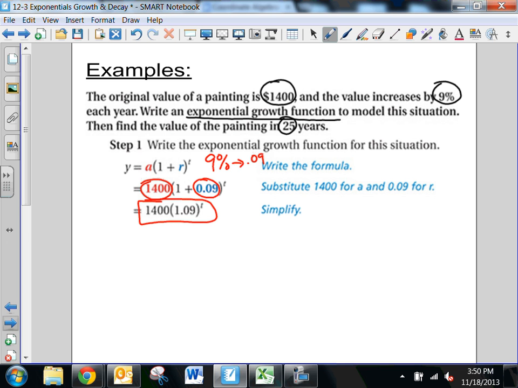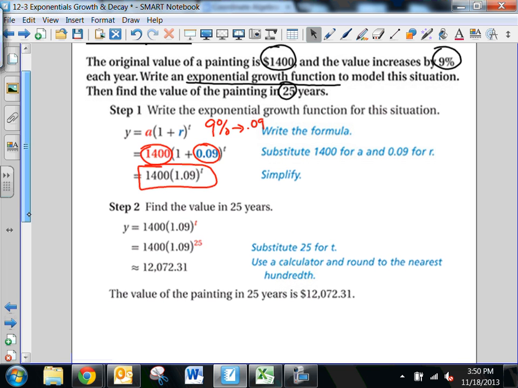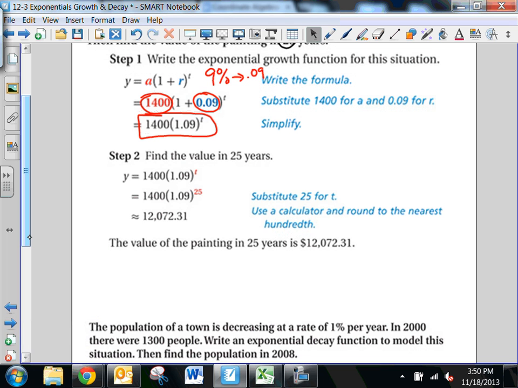Then when we solve for how much the value would be in 25 years, we plug in 25 for t right here. The first thing we'll do on our calculator is 1.09 to the 25th, and then multiply that answer by 1,400 to get $12,072. So you can see the painting went up a lot after 25 years.